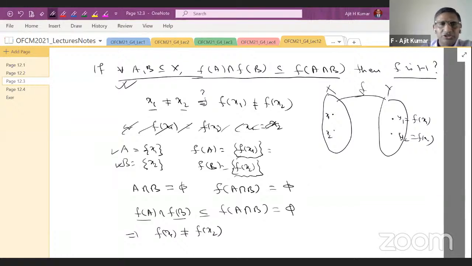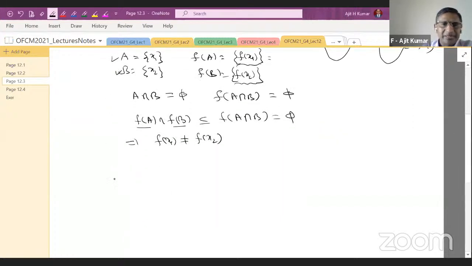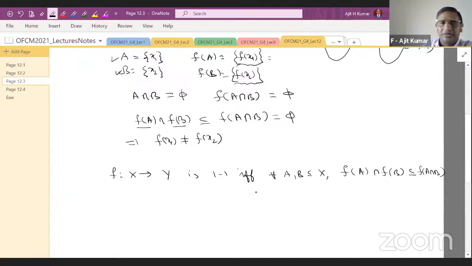Therefore, if I put both these together, what is the result we have proved? Both-way implication is true, right? So what we have proved is a characterization for one-one functions. A function f from X to Y is one-one if and only if for every subsets A and B of X, f of A intersection f of B is a subset of f of A intersection B. That's the result. Generally one would write this as a theorem.